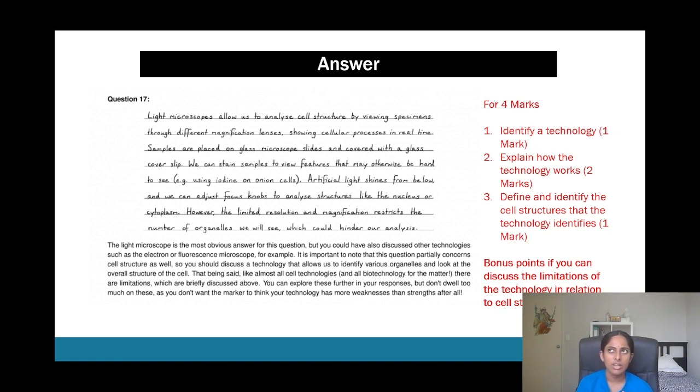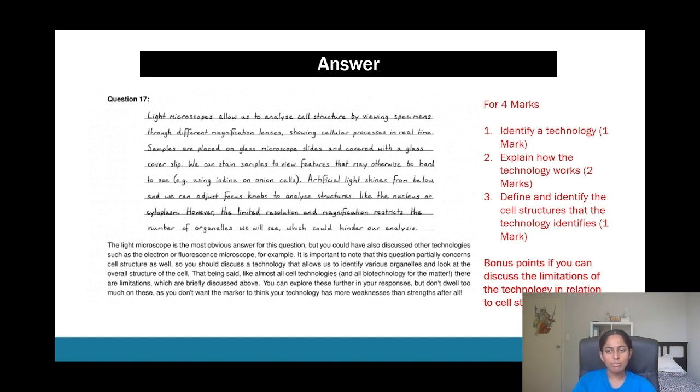So you're going to be looking at how light works. Light has a longer wavelength, light is shone through, and it pretty much shines through the slide and you can see the different organelles, right? And you can also talk about how you can adjust the knobs to see the specific structures. So those are pretty much your 2 marks. Your final mark comes in identifying what cell structures you can see in a light microscope. So that's things such as looking at the nucleus, the cell wall, or the cell membrane. So if you do those three key things, you would be gaining full marks.